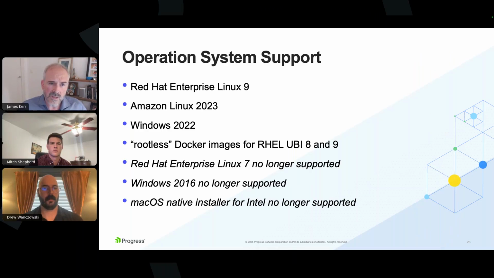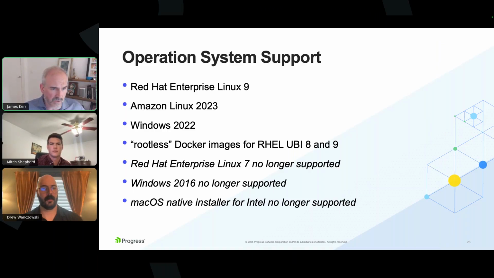Operating systems, we now support Red Hat Enterprise Linux 9. We added that in MarkLogic 11.3 a little while ago, but MarkLogic 12 supports Red Hat 9 and Red Hat 8. As noted here, we no longer support Red Hat Linux 7. We also have support for Amazon Linux 2023, Windows 2022, and we have rootless Docker images for RHEL, for the UBI-based images 8 and 9.